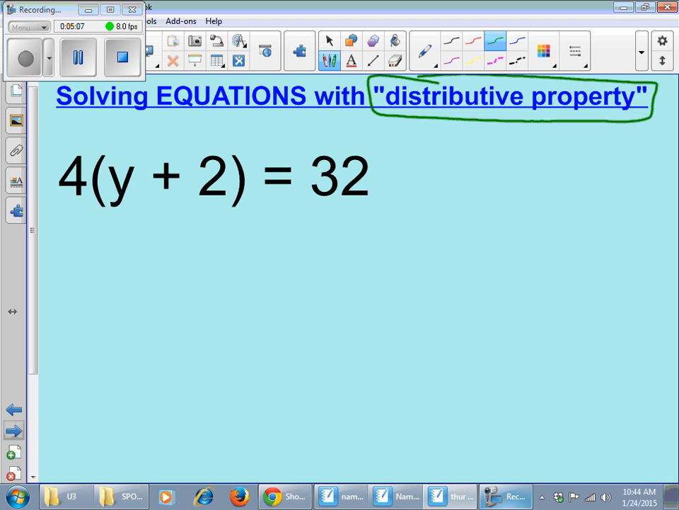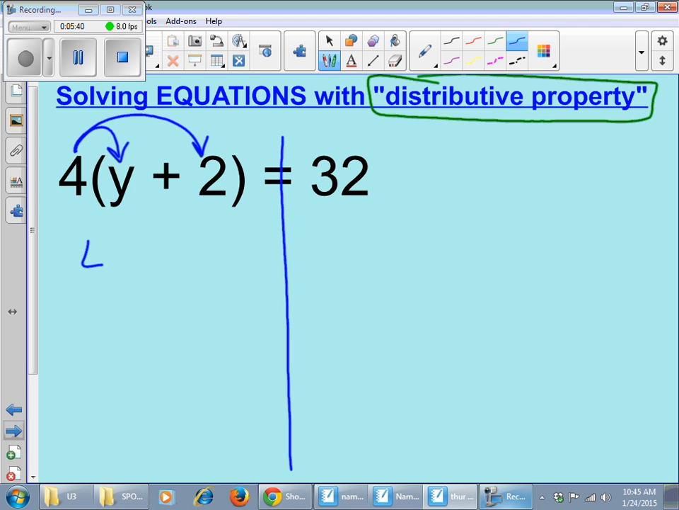What distributive property means is if you have a number right outside of parentheses, that always signals multiplication. A number pressed up against a parenthesis with no operation means multiply. But since we have two terms inside this parenthesis that are separated by an operation signal, we need to distribute that number outside and multiply it by both terms inside the parentheses. So therefore, we're going to do 4 times y and 4 times 2 before we can do anything else with this equation. We got to basically break out these parentheses.